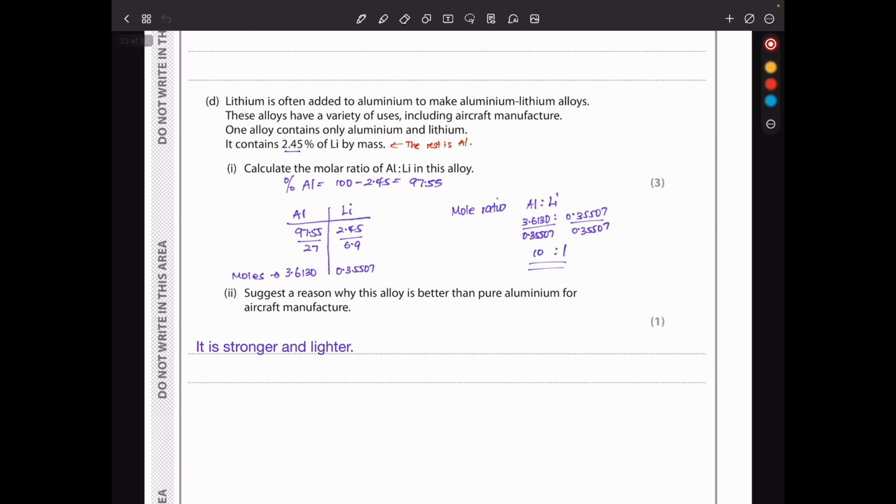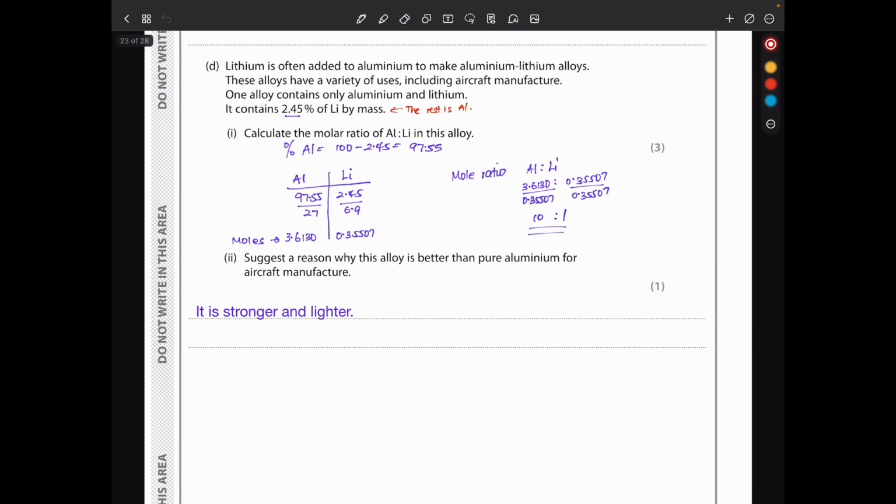In part D, lithium is often added to aluminium to make aluminium-lithium alloys. These alloys have a variety of uses, including aircraft manufacture. One alloy contains only aluminium and lithium. It contains 2.45% lithium by mass. So if it contains aluminium and lithium alone, and this part is lithium, the remaining part should be aluminium. So they want us to calculate the mole ratio of aluminium to lithium in this alloy.